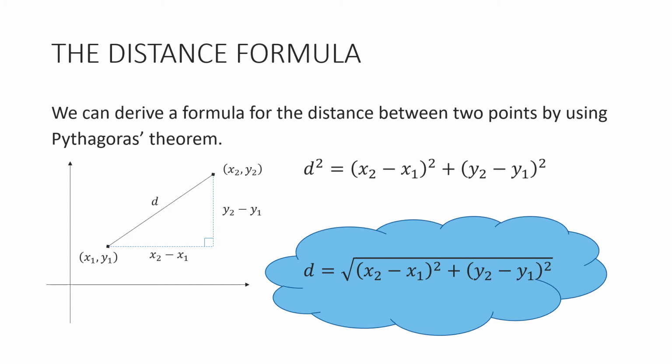Now you notice that we don't do plus or minus here. Remember when we solve a quadratic, we always have to take the plus or minus, and the reason is because distance can only ever be positive, so we don't need to worry about plus or minus in this case. And there's our distance formula.